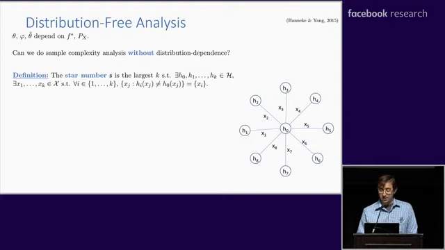And the complexity measure here is actually quite simple. This is the key complexity measure. It's called the star number. It's the largest integer k, such that there are k+1 hypotheses, let's call them h0 through hk, in the hypothesis class H.